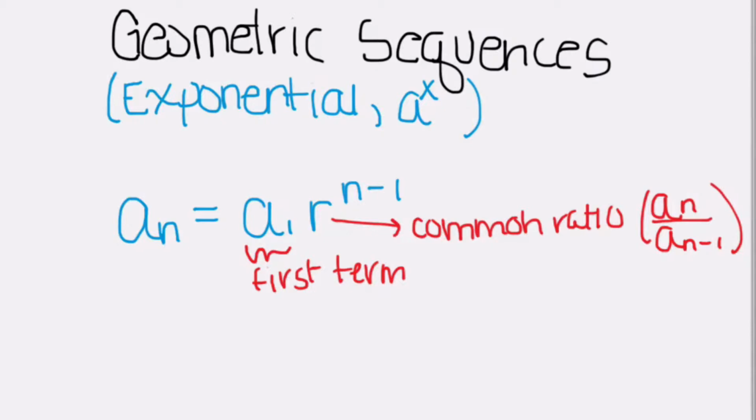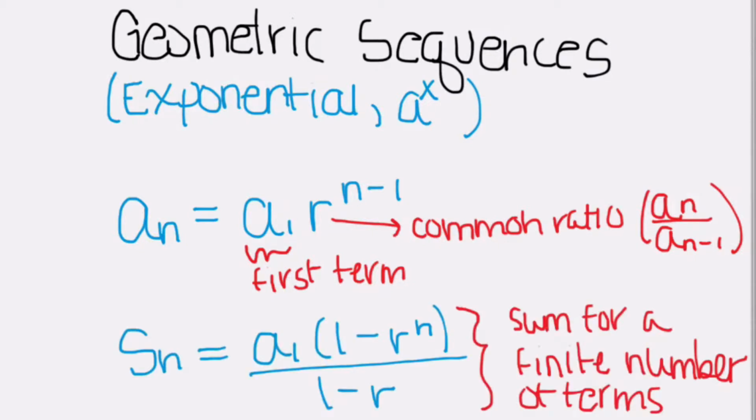You can find the common ratio by taking any term in the sequence, a sub n, and dividing it by the previous term, a sub n minus 1. The sum formula can be used to find the sum for a finite number of terms in a geometric sequence. Let's look at an example.